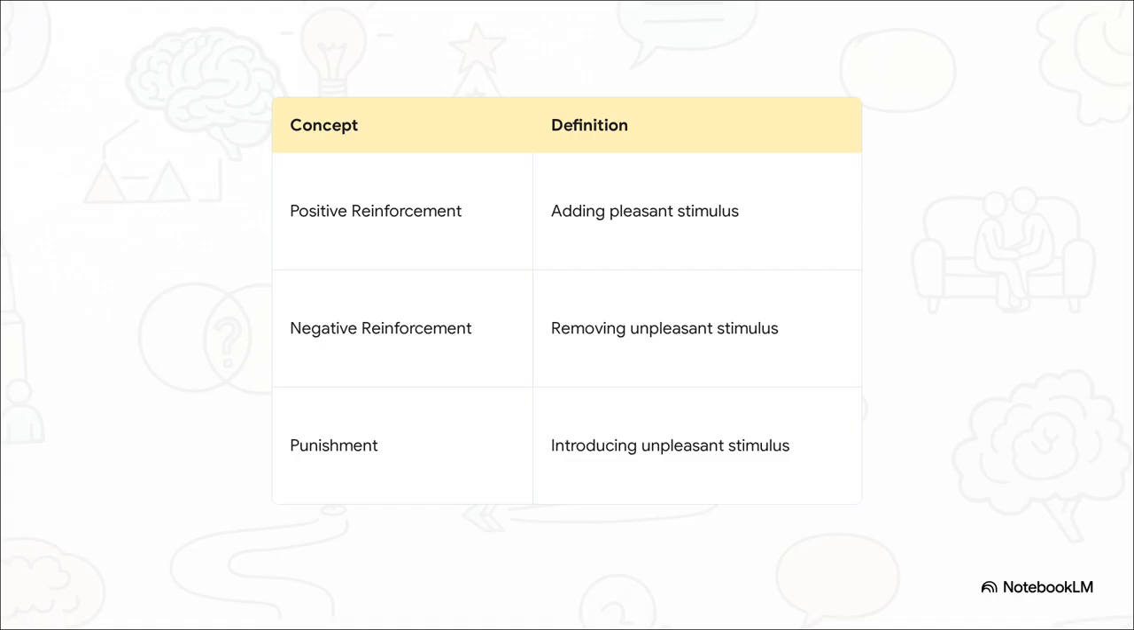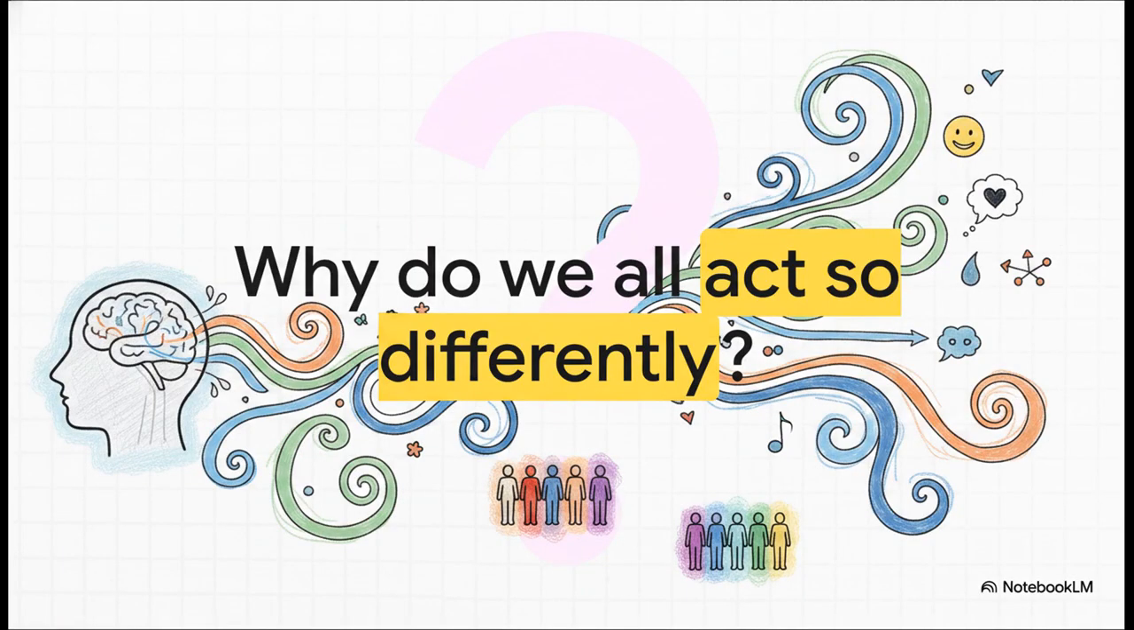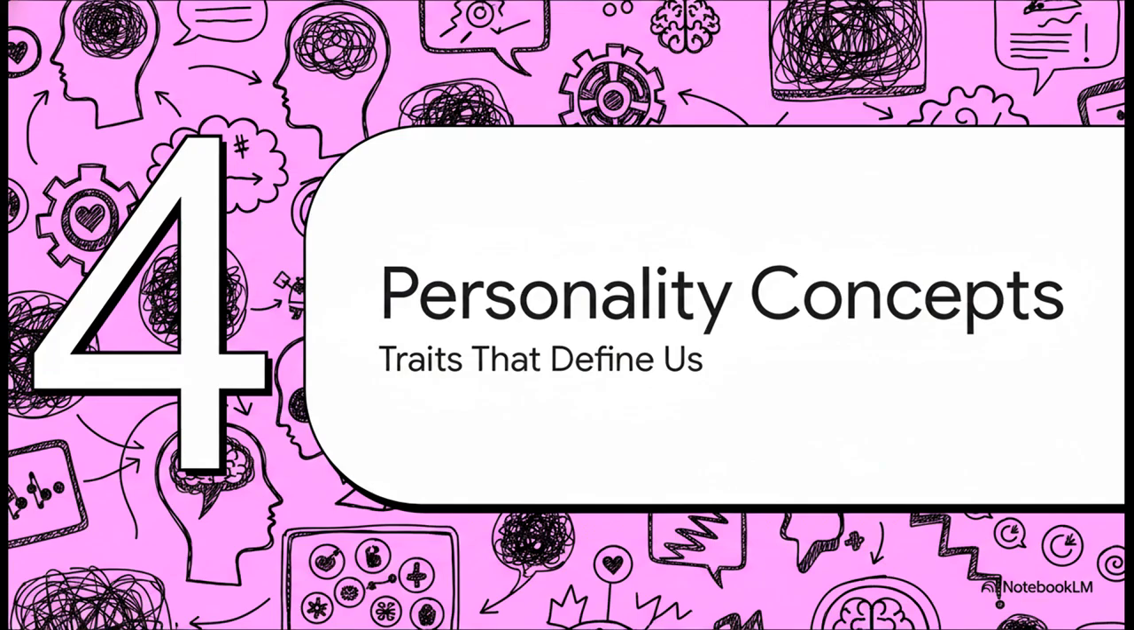All of this leads us to a really fascinating question about human individuality and how our unique software expresses itself. Because if we all basically have the same brain structures and we all learn through the exact same basic conditioning, why are our behaviors, our emotional responses, and our social preferences so wildly varied? Let's move to our fourth and final section, core personality concepts, the traits that define us.